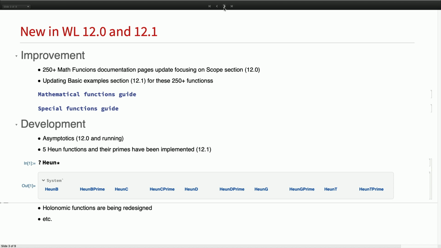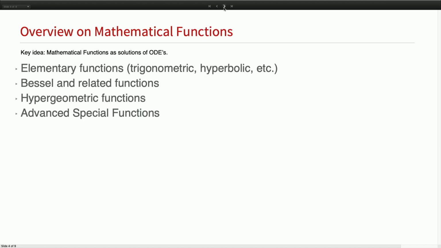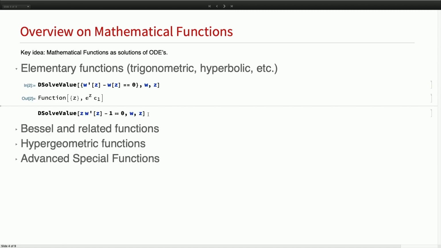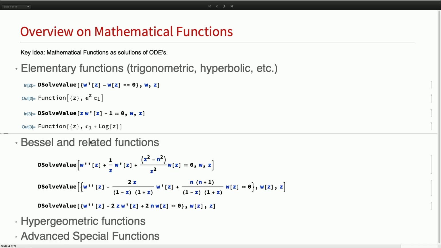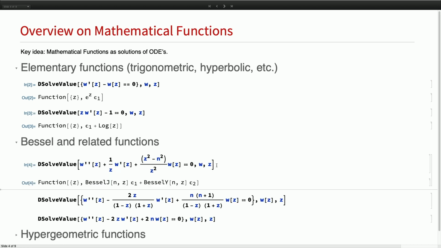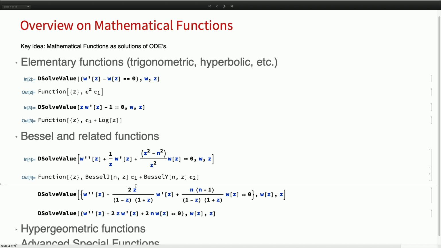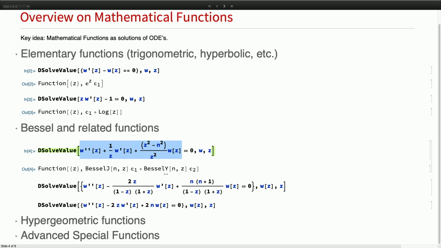Let's talk about the general overview of mathematical functions. The key idea that we are working with is that most of the mathematical functions are solutions of different differential equations. This is the case for the elementary functions. Differential equations generate some functions as solutions. Bessel and related functions are the same situation, so we can just use DSolve. For example, this equation is generating BesselJ and BesselY functions.